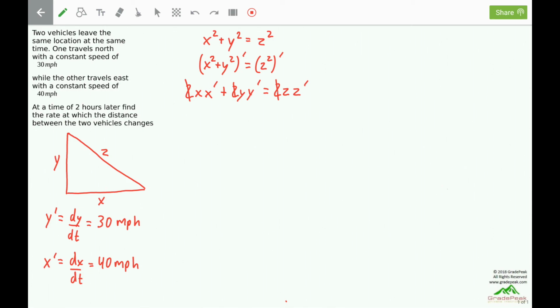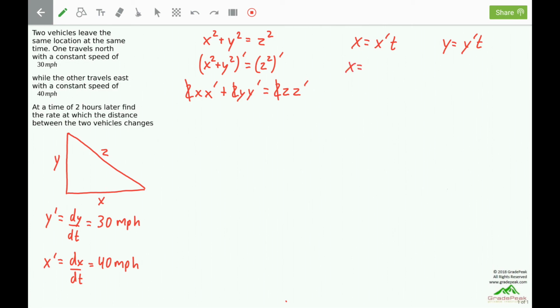We're trying to solve for z prime. In order to calculate it, we need an x prime, a y prime, and a z. We have the x prime and the y prime, but nothing else in there. However, we were given a time at which to look, and that'll help us determine the x and the y. x will be x prime times t. y will be y prime times t. This is distance equals rate times time.